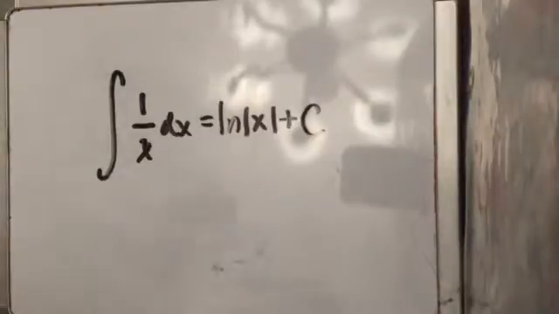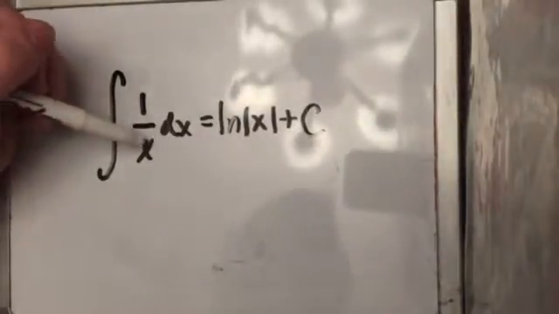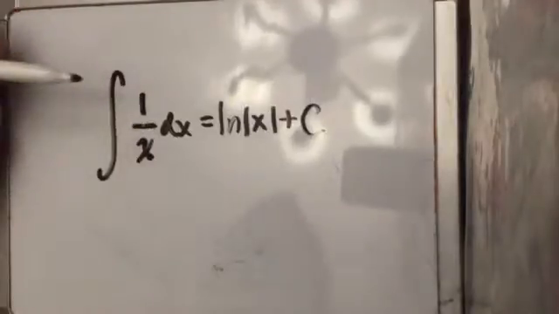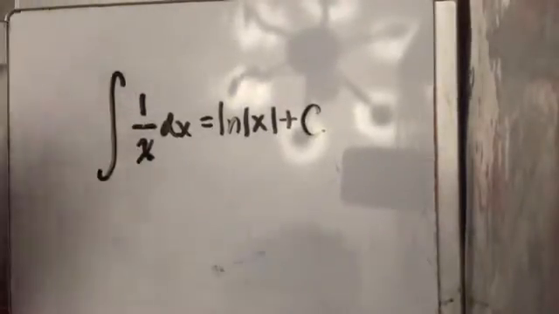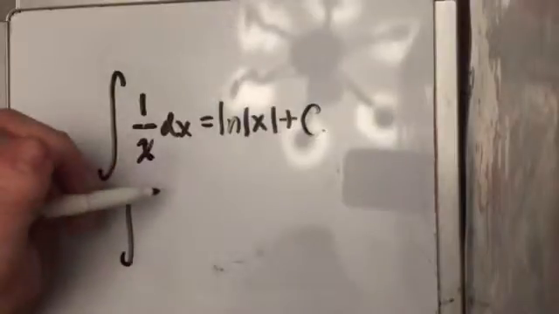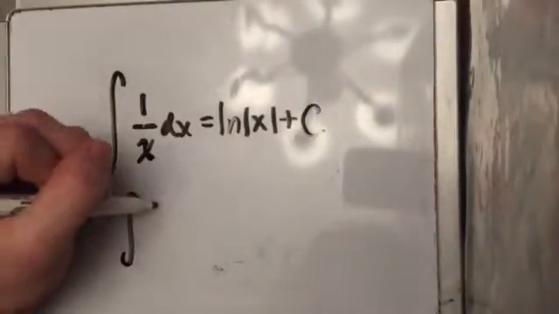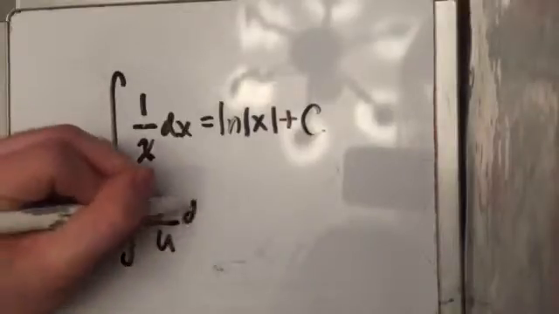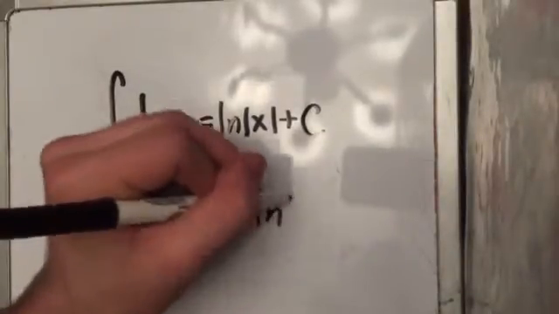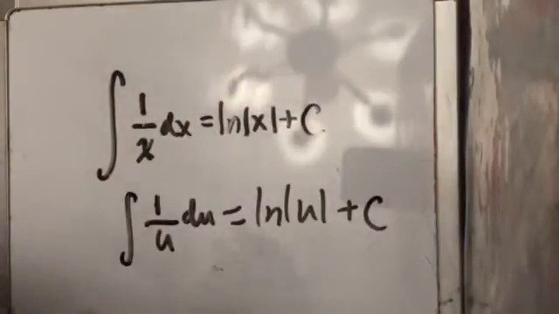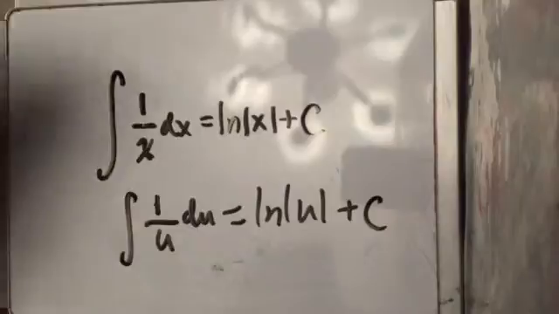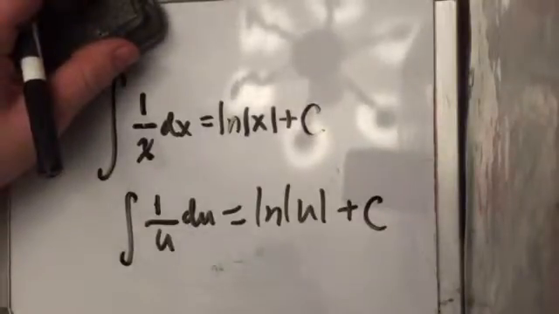And it's absolute value because with an integral you have a lot of variance. And just the same, the integral of 1 over u du equals natural log of absolute value of u plus c. And that means u being any function that you may encounter in that form specifically.